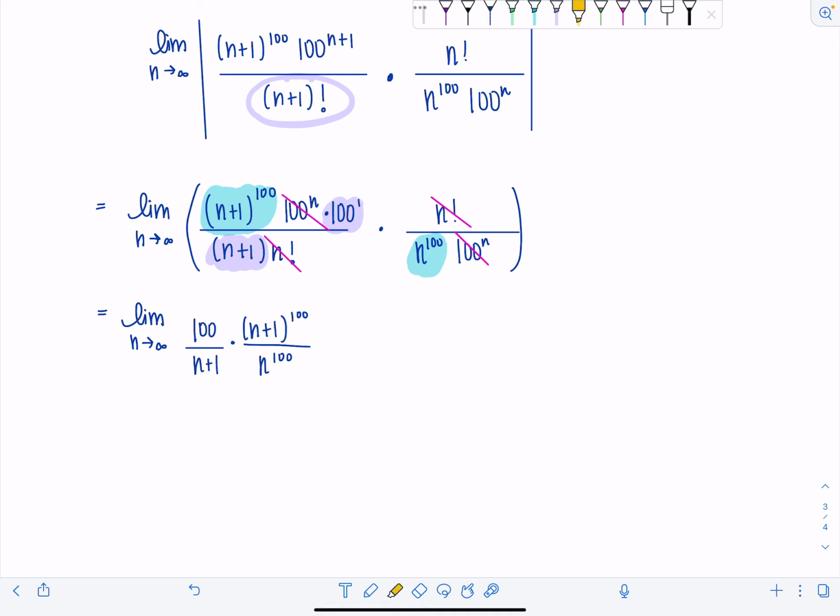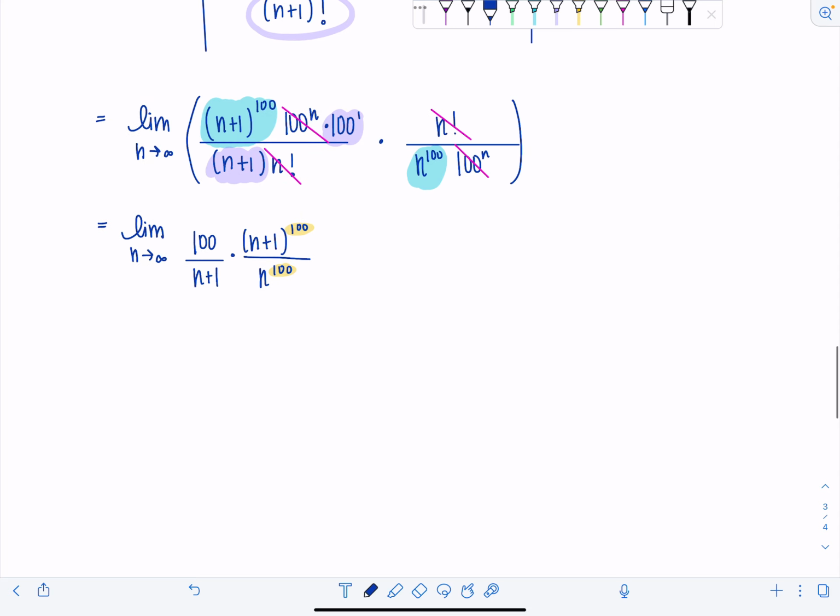And one thing I can do, notice n plus 1 and n are both being raised to the same power. So I can group them together in parentheses and then just raise that quotient to the 100. Watch what I mean. So I'm going to leave this alone, the 100 to the n plus 1. And then now I'm going to write this as n plus 1 over n to the 100, all together like that. Good?